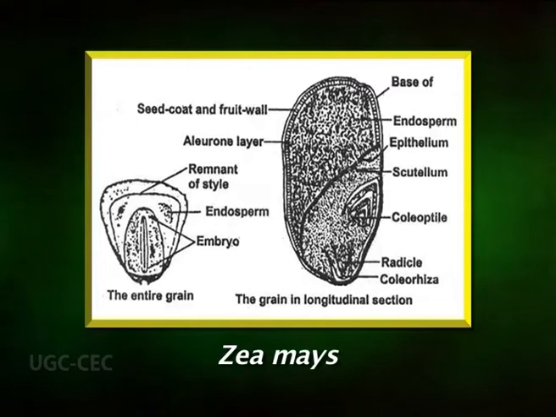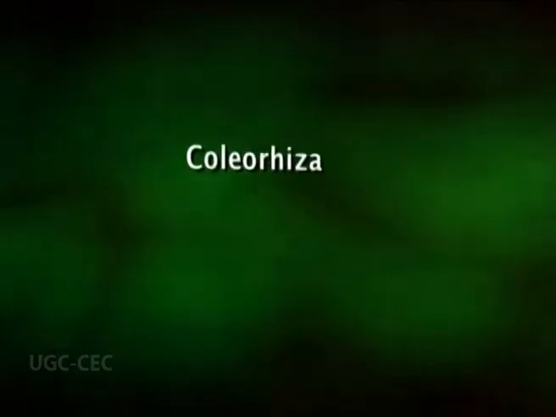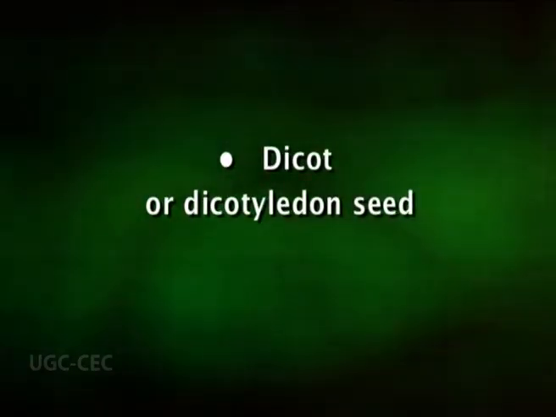The single shield-shaped cotyledon, known as scutellum, lies on the upper side of the embryo. An epithelial layer separates the scutellum from the endosperm. Near the base of the grain lies the embryo, which is placed laterally. At the lower end of the embryonic axis lies the radicle, which remains covered by a sheath known as coleorhiza. The upper part of the embryonic axis, that is plumule, is also surrounded by a sheath known as coleoptile.